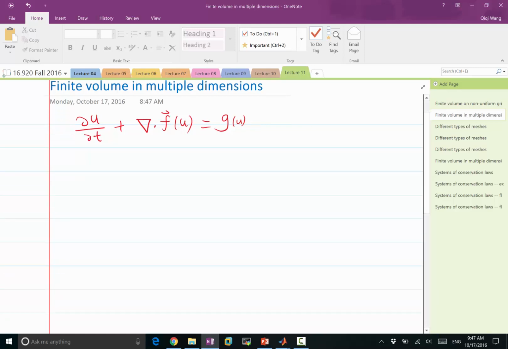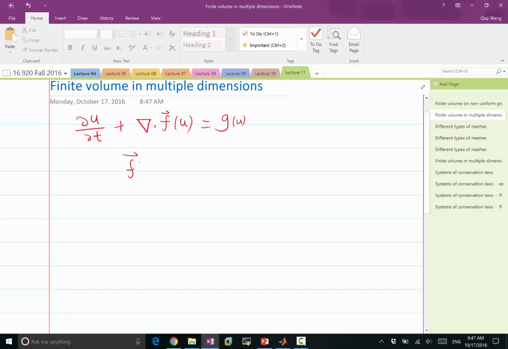u is a scalar, and g is also a scalar. f is a vector corresponding to 2 or 3 dimensions, depending on how many spatial dimensions we have. The divergence of f, not the gradient, this is the divergence.